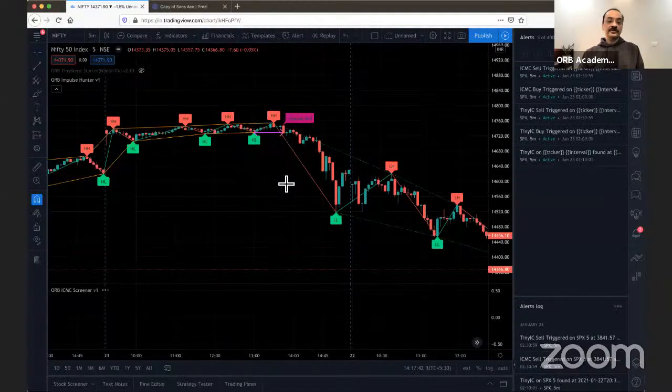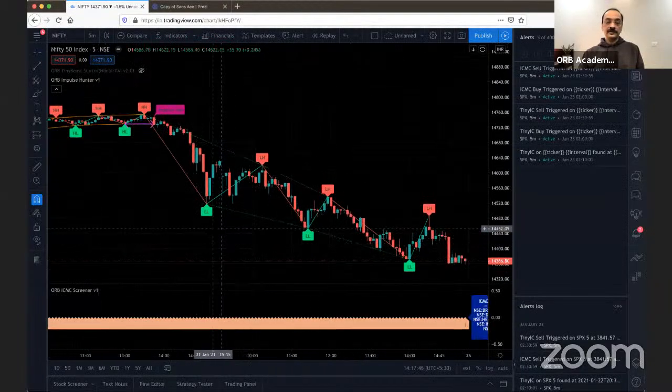See, this is a 5-minute chart of Nifty. Can you see? I'm not on the screen, right? No, you're still not. Just a minute. I'll just show you. This is the one, I think. Can you see now?